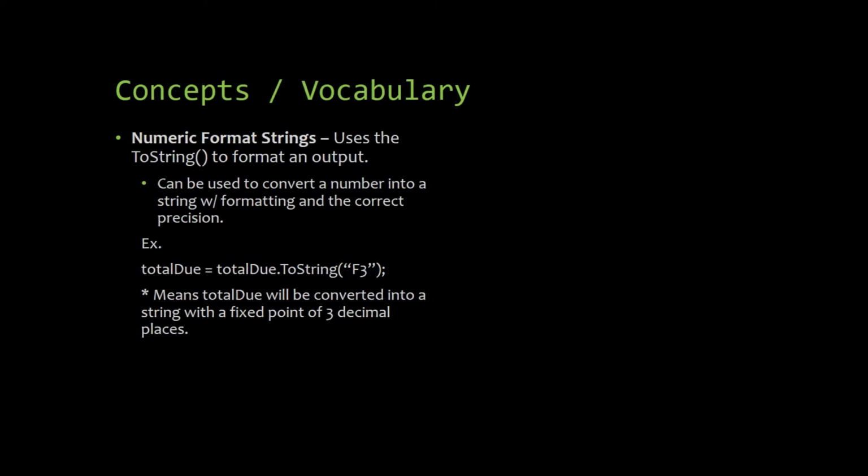So let me give you an example. If I had a variable called totalDo, and I converted it into a string with totalDo.toString, and then inside the parentheses I put F3, then totalDo will be converted into a string and have a fixed point of 3 decimal places.